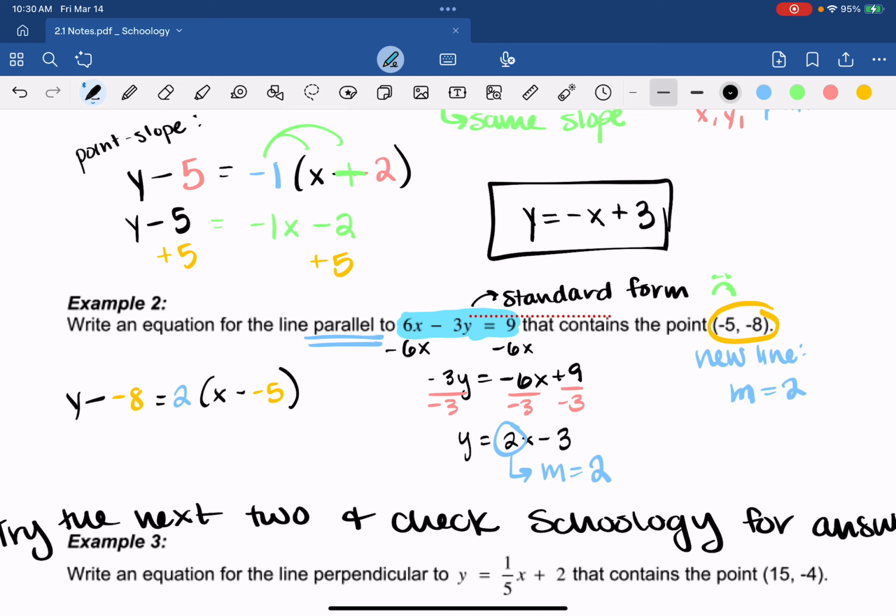And now we solve. So I'm going to distribute. So I have 2x minus 10. I have y plus 8 over here. So now I'm going to minus 8 both sides. So my new equation is y equals 2x minus 8.